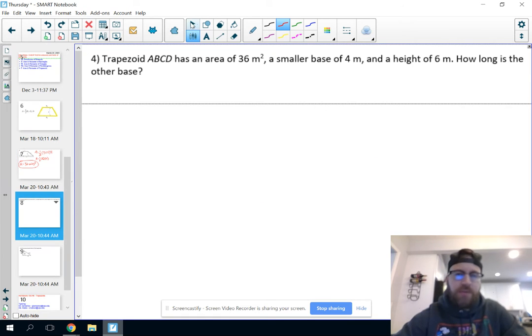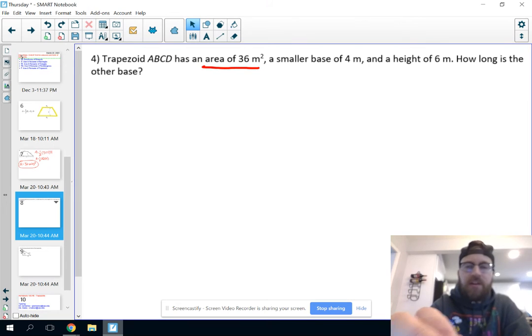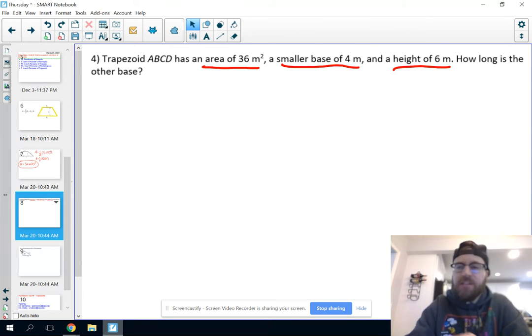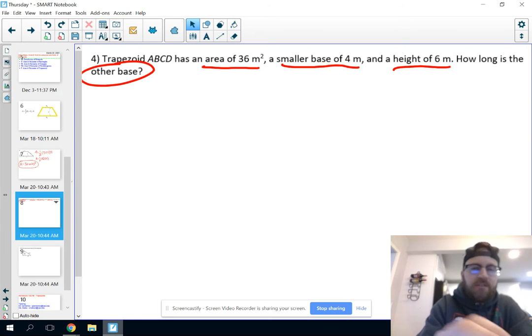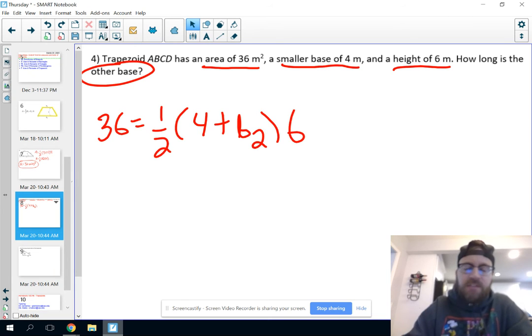Jumping down to number 4, so we got a word problem, working backwards this time. So we're given our area. We have a smaller base of 4 meters, and we have a height of 6 meters. We're trying to find the length of the other base. So just substituting into your formula this time, we know the area. So 36 equals 1/2 times base 1, that's our smaller base, plus base 2, that's what we don't know. So plus B2 times the height of 6.